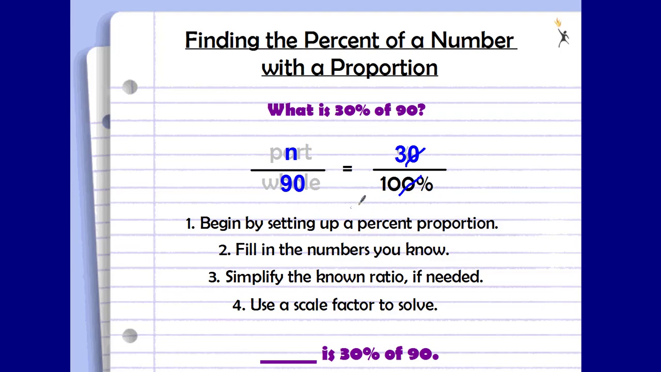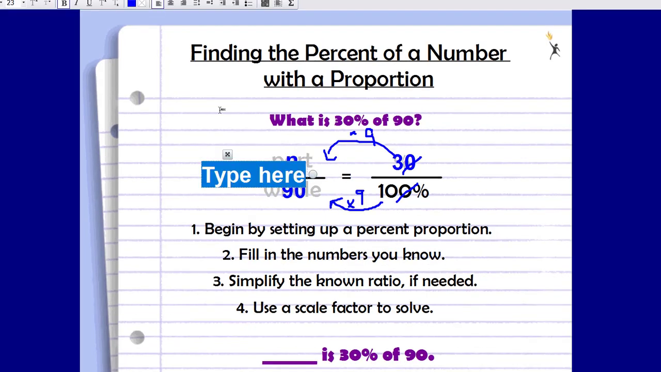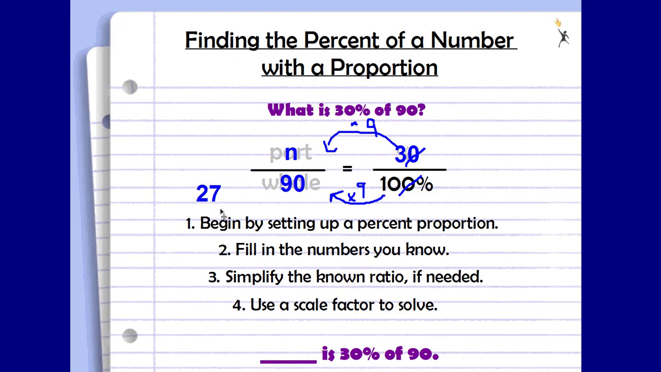Can we turn 10 into a 90 with a scale factor? Sure, we do that by multiplying by 9. And then we're going to use the same scale factor with the 3 and multiply the 3 by 9. And 3 times 9 equals 27. So 27 is 30% of 90.